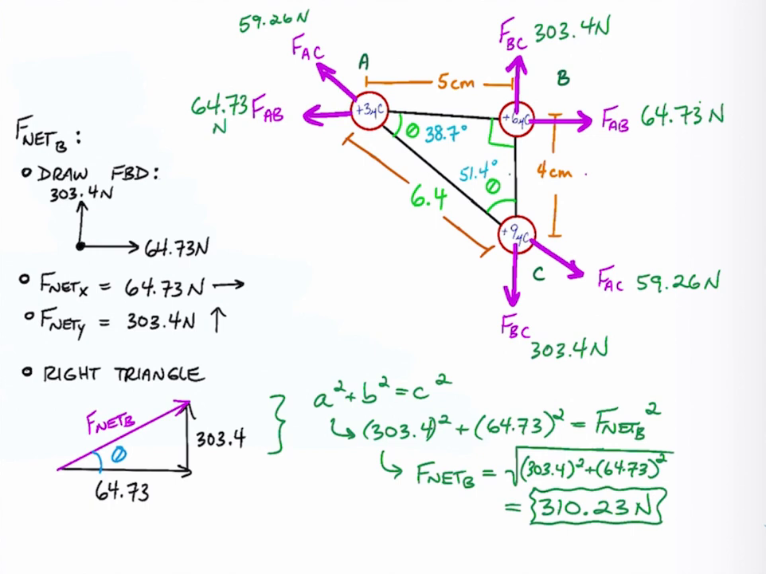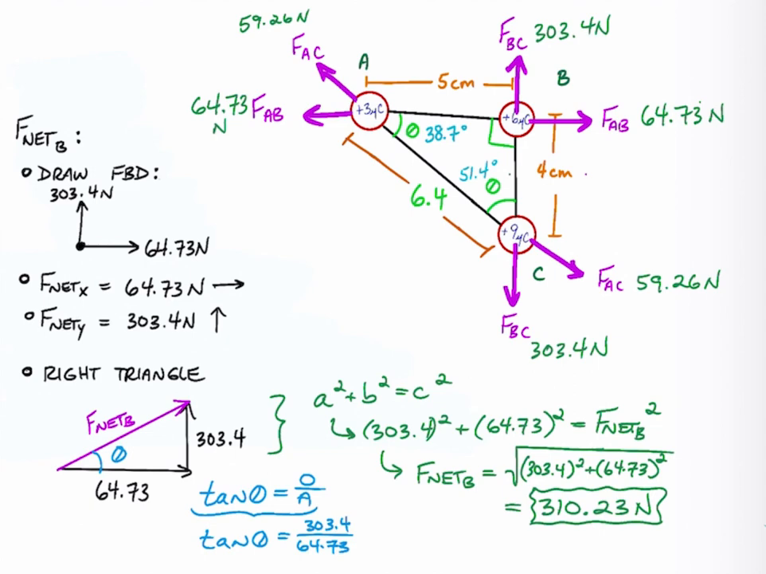In this case, I do have the hypotenuse, because I just found it, so I can use any function. Because I was given opposite and adjacent in the beginning, I just chose tangent. However, since you do have the hypotenuse, which is 310.23, you can certainly use any of them. But using tangent in my example, we know the opposite side relative to that angle is the 303.4. We know that the adjacent is 64.73.